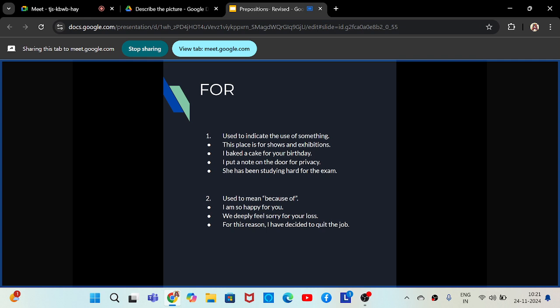Next, I baked a cake for your birthday. So I baked a cake for what, or for whom? For your birthday. So that is again a use. I baked a cake for your birthday.